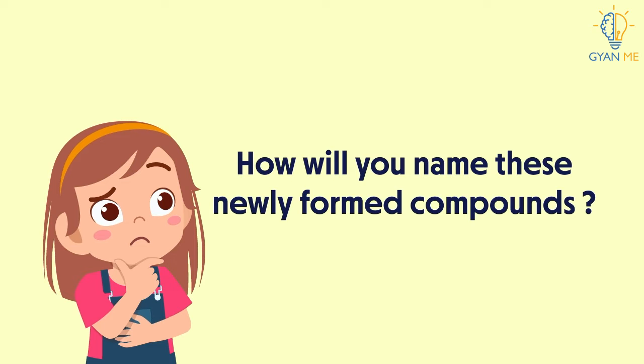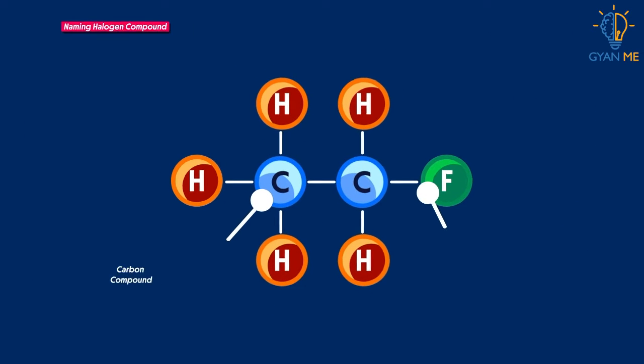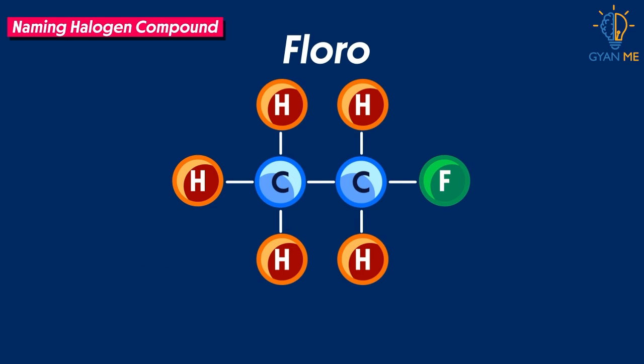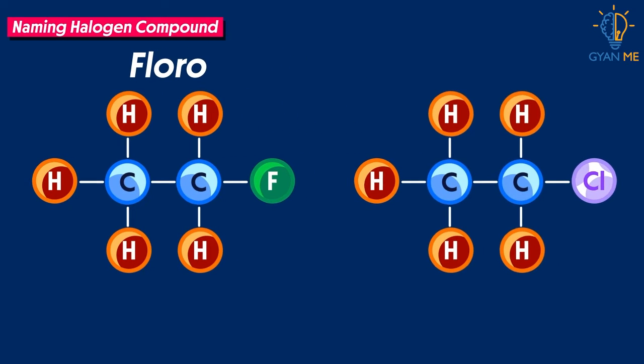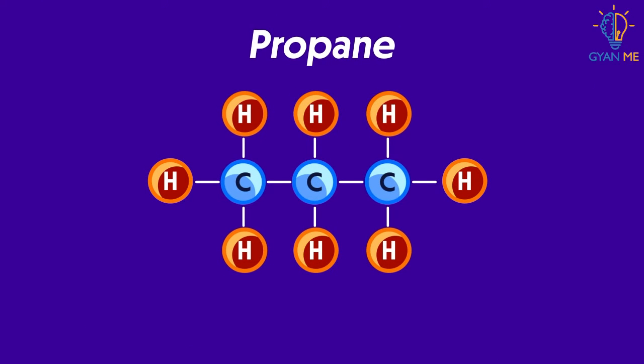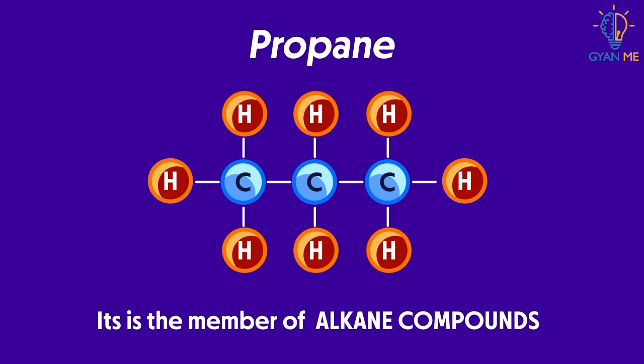It's easy. If the carbon compound has fluorine attached to the chain, the name of the compound will be prefixed with fluoro. And if a chain has a chlorine heteroatom attached to it, the prefix chloro is added to the name. Let's see it with an example of propane. To which series does this propane belong? It's a member of alkane compounds.